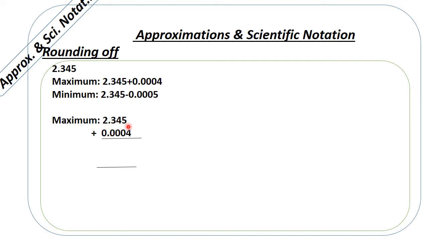Then if you look here, 4 has no corresponding number, so there's nothing here, which means that it's a 0. If you want, you can put a 0, but you can also just know that there's a 0. So 0 plus 4 is going to give you 4, 5 plus 0 is 5, 4 plus 0 is 4, 3 plus 0 is 3, 2 plus 0 is 2. So that's your maximum value.